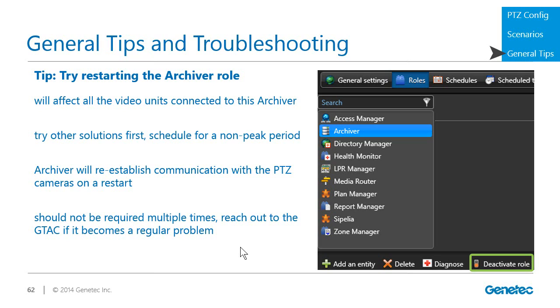Restarting the archiver will cause it to reach back out to the PTZ unit to reestablish a connection to it. So in case there was some kind of blockage or timeout, this would get the two talking again, the archiver and the PTZ motor. Now this is not a normal situation, so if you're seeing a problem that you have to constantly resolve by restarting the archiver, you may want to get in touch with the support department and get some traces going to see what's happening there.